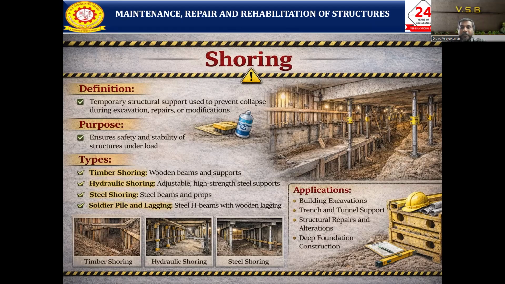Then hydraulic shoring, which is very adjustable, with high strength steel supports. Then steel shoring, where steel beams and props are available. Then soldier piles and lagging, where steel H beams or wooden lagging are used. These are the figures: timber shoring, hydraulic shoring, and steel shoring. These are all called temporary support. When the work is over, we are going to remove these shorings.